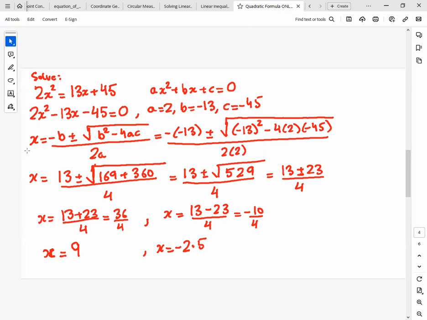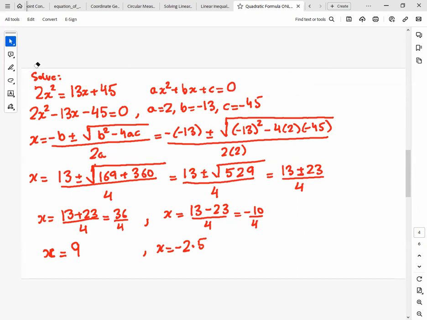In this example, we have taken 13x and 45 to the other side. 2x² − 13x − 45 = 0. We find a, b and c. a is 2, b is −13, c is −45. And this time another common mistake, −4 times −45 times 2 is plus 360. So the sign becomes plus, and −13 becomes 13. So you get two answers again because of this plus minus. This is about the quadratic formula.